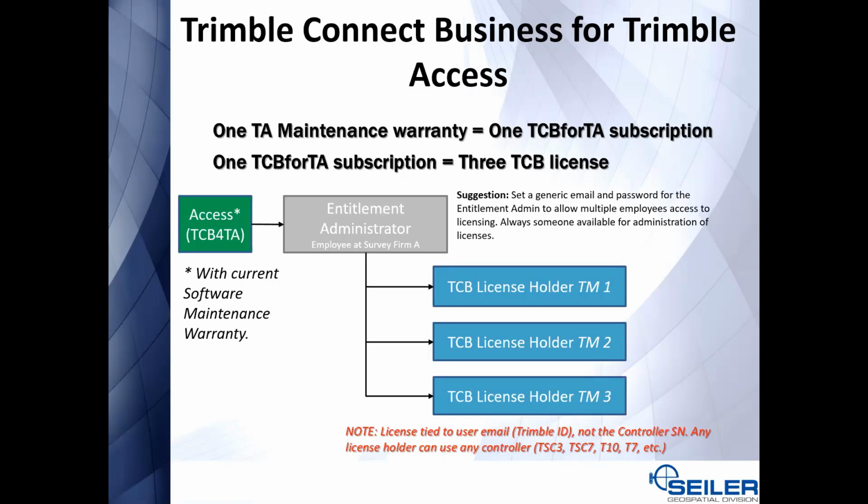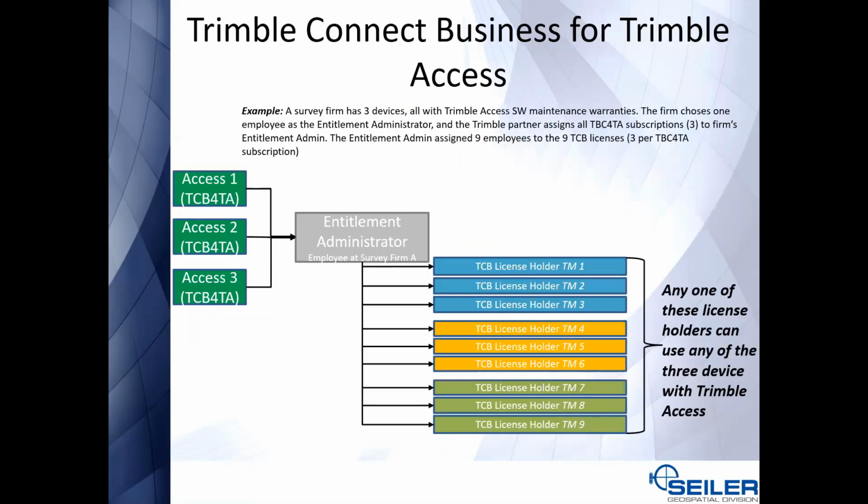If you have multiple controllers with multiple software warranties, we'll just use the example of three, you would then be able to have up to nine Trimble Connect business licenses, three for each of your controllers.